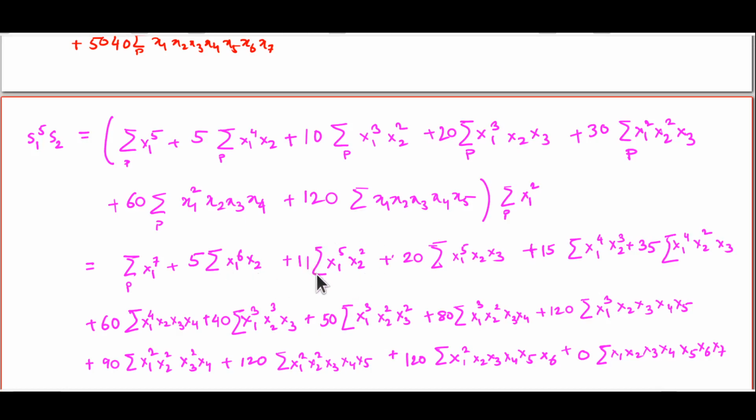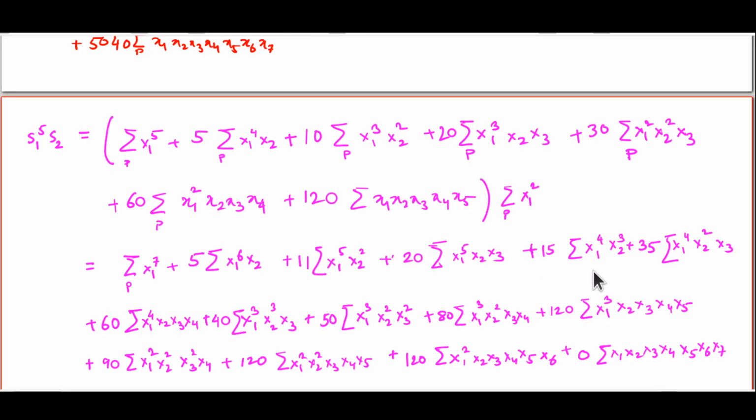Now the next term, x1 to the 5 x2 square, can be obtained by multiplying this term here by x1 square. That contributes a factor of 10, this 10. You can also get the same thing by taking x1 to the 5 from the bracket here, and multiplying it by x2 square coming from here. So the two together give you the 11. The 20 here, well, that's basically because you can form this by taking x1 cube x2 x3 from here and multiplying that by x1 square. There's only one way to get to that, and that's why you have a factor of 20.